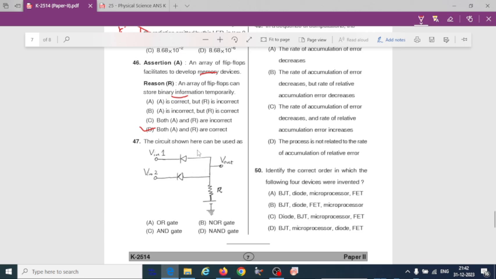Here the circuit is given, and it can be used as, the four options are given: OR, NOR, AND gate, NAND gate. Here we have two diodes in the input, and the output is here. So what is the logic gate? It has two inputs and one output. Here the resistance is connected across ground. So basically this circuit acts as an AND gate. So option C is correct.